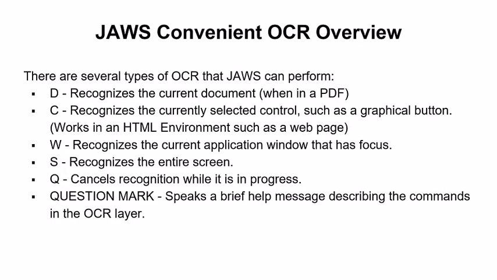JAWS Convenient OCR. This is an overview. There are several different types of OCR that JAWS can perform, and here are the commands that you would press to get those. Once you've opened the OCR menu, you can press D, which would recognize the current document if a PDF is open. C will recognize the currently selected control. A lot of times this is a graphical button. It works in HTML, like a web page, not necessarily in a document, but more in an HTML website arena. W can be used mostly anywhere, and it recognizes the current application window that has focus.